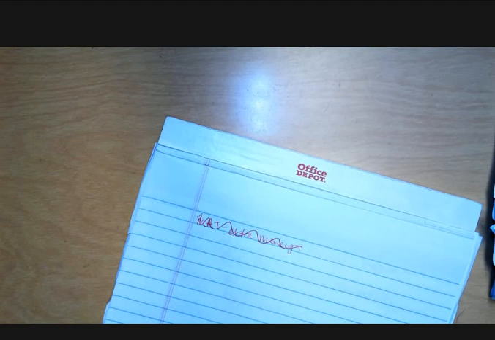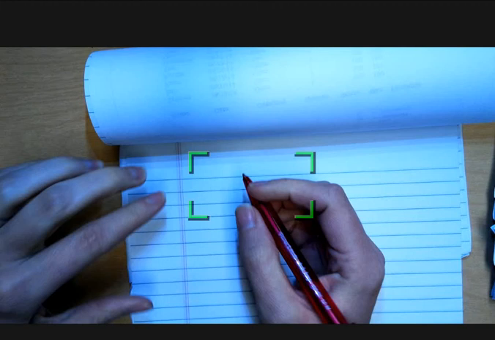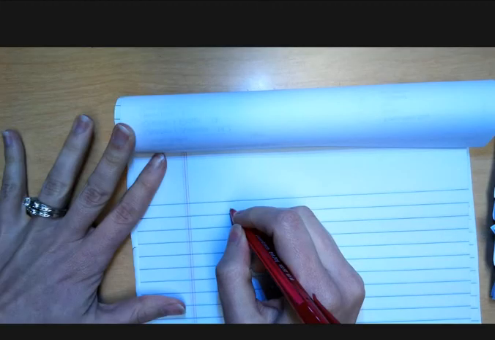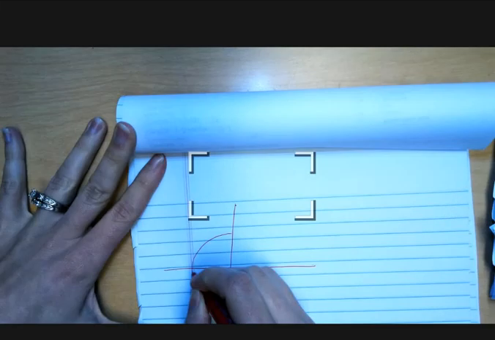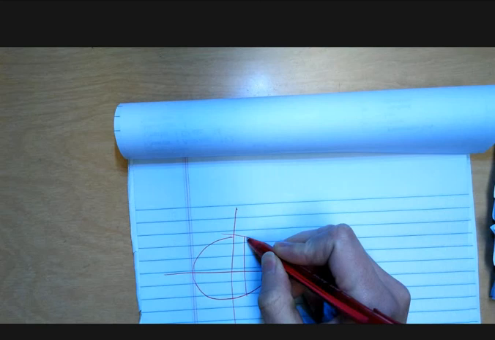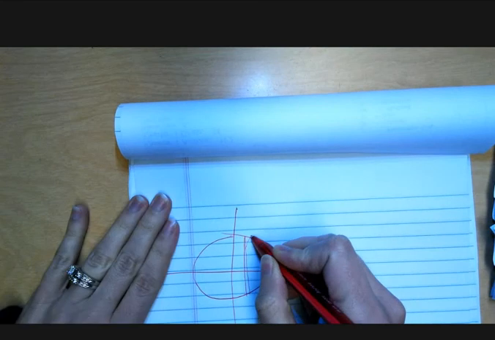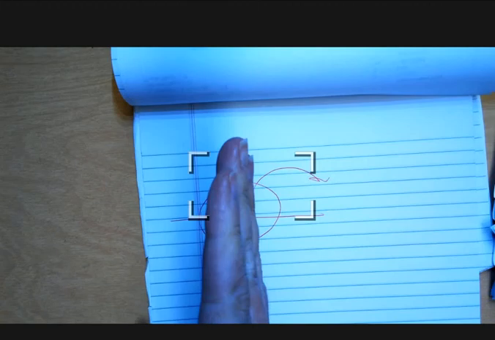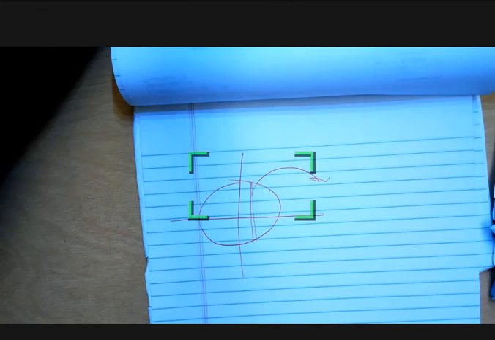I don't know how long this side is. It came from right here. Well, what is the equation of this part of the circle? What is the equation of this part of the circle? So how long is this side?